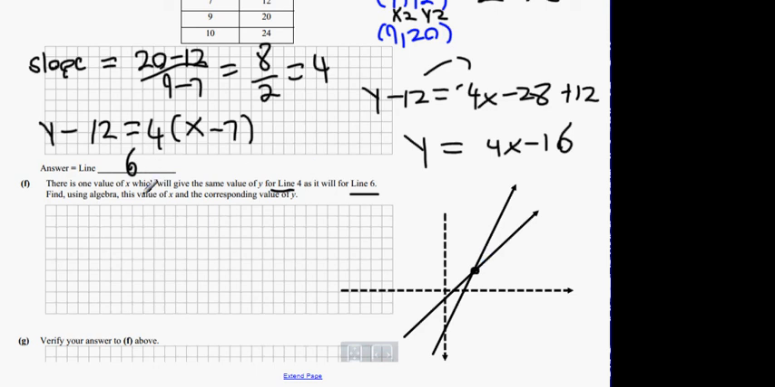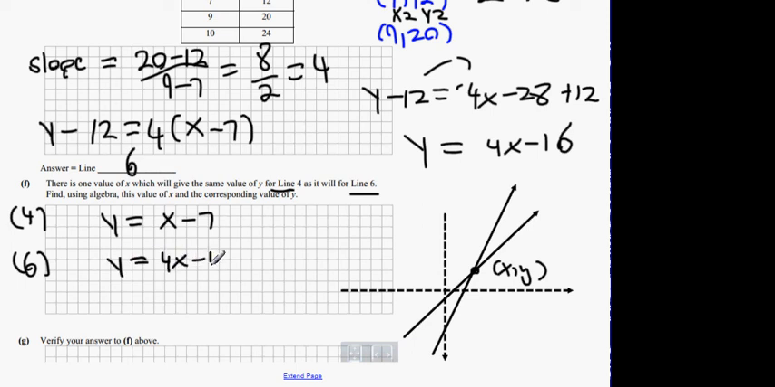And this is what it's basically saying. There is one value of x. This is a value of x and y. This is a point that exists on both lines. So line 4 and line 6 intersect each other is what we're basically saying. So what's the equation for line 4 and line 6? Can anybody tell me? Line 4? y equals x minus 7. Line 6? y equals 4x minus 16.